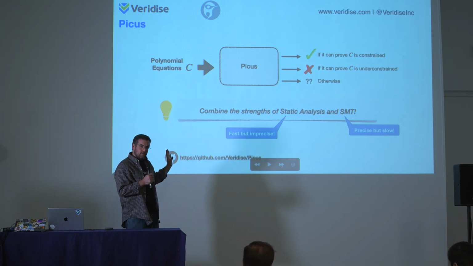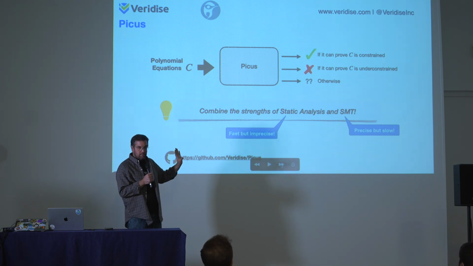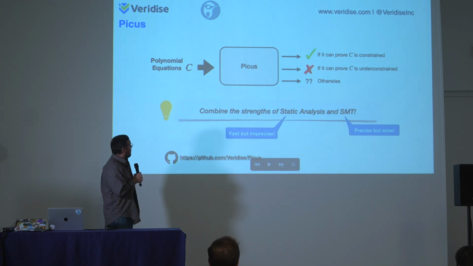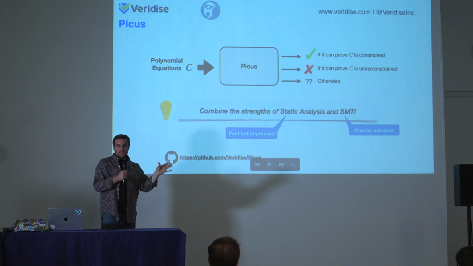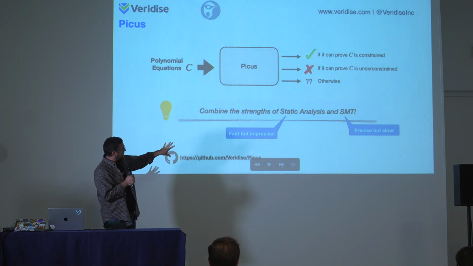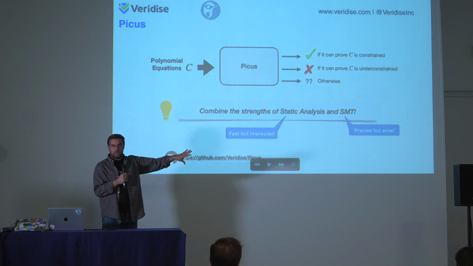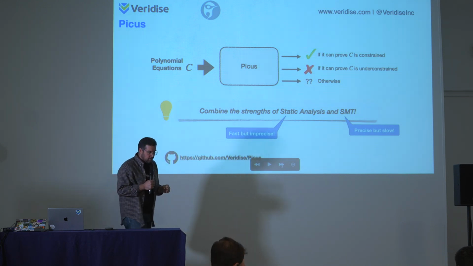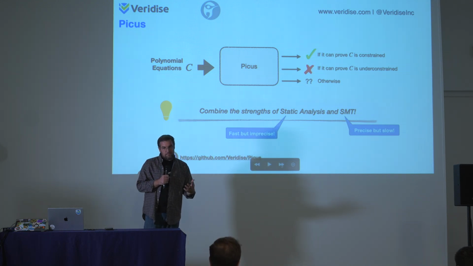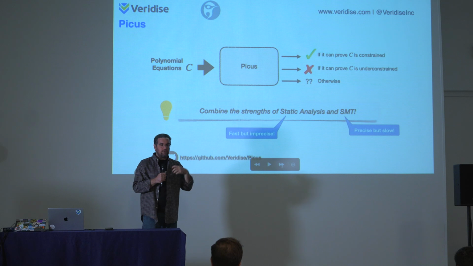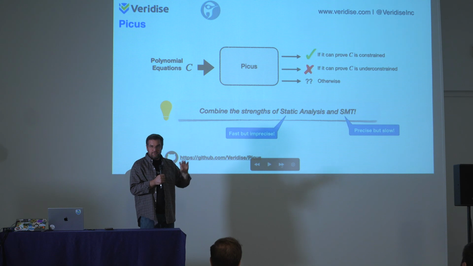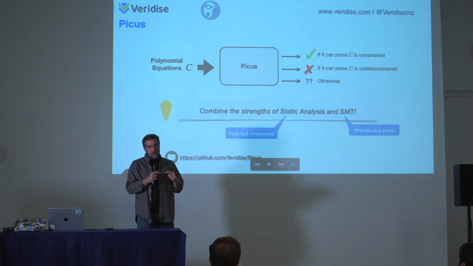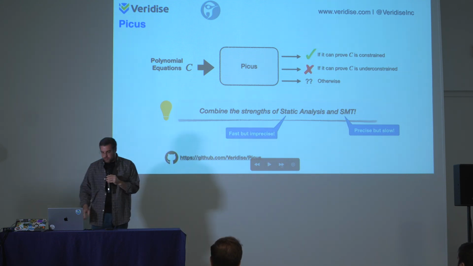I mean, some versions of it are open source. You can access them and experiment with them. Basically, what PyCus does, it combines the strengths of both static analysis tools and SMT solvers, right? Static analysis tools are very scalable, they're very fast, but they give you many false positives, false negatives, and so on. They're not too robust, whereas SMT solvers are very precise, but they are slow. And PyCus combines both of those.